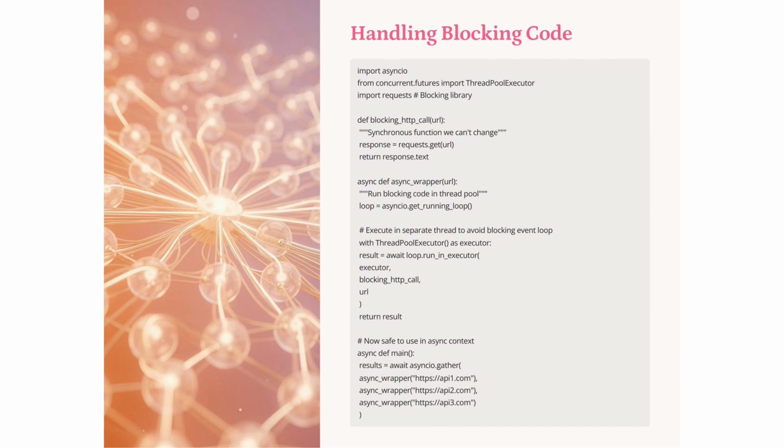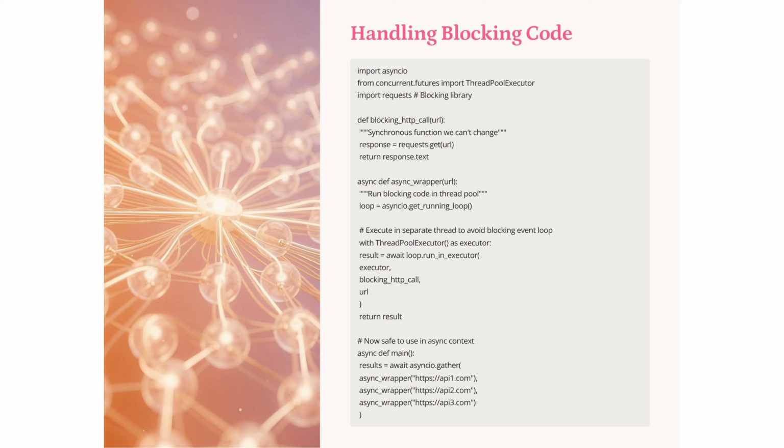To handle blocking code in async environments, use a ThreadPoolExecutor to run synchronous functions like requests.get in a separate thread. This prevents blocking the event loop. Implement an async wrapper to execute these functions safely, ensuring concurrency.